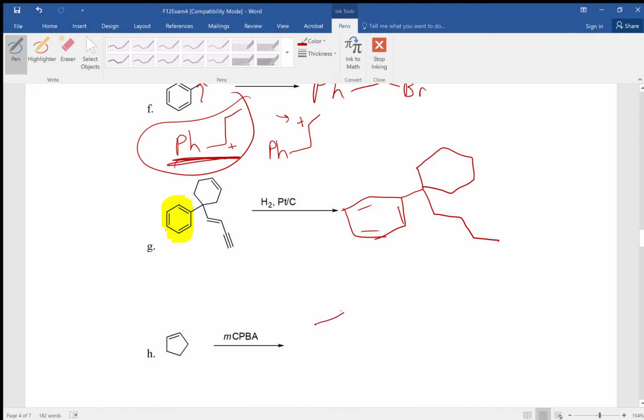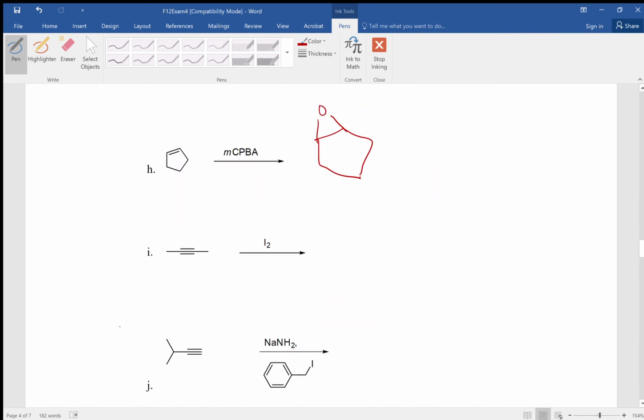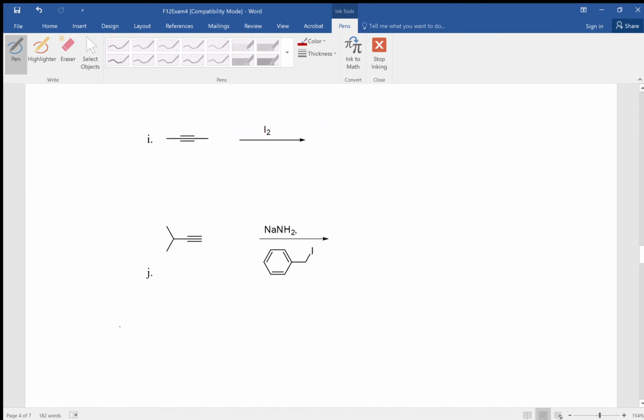In part H, MCPBA is the most common way that we make an epoxide from an alkene. In part I, we're attempting to add iodine to an alkyne. Now we said using bromine or chlorine is a great way to halogenate an alkene or an alkyne, but iodine is not really reactive enough, and this reaction just in general won't work.